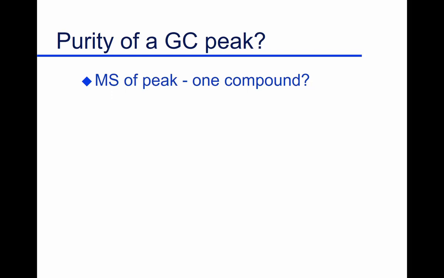And so we always use mass spectrometry. We put our sample in, and we look and see that that peak has exactly the same fragments from the start to the finish of the peak. There's no change in fragmentation pattern. It's all the same, and it's all benzene. You have no other way of knowing that that compound is pure. You have no way of knowing what its concentration is, or for that matter, what it is.